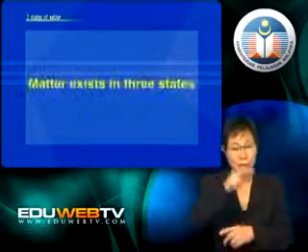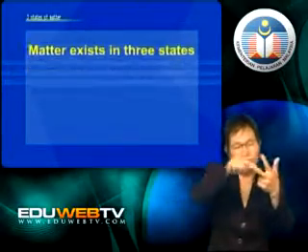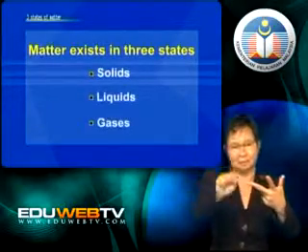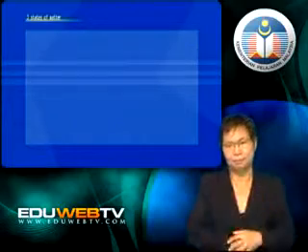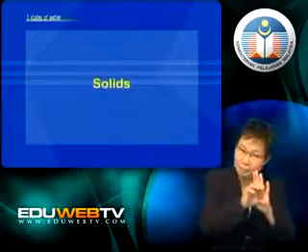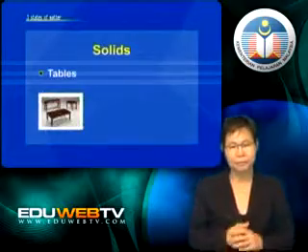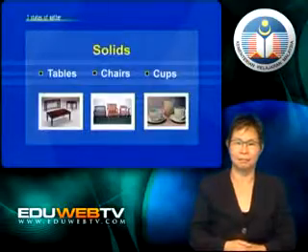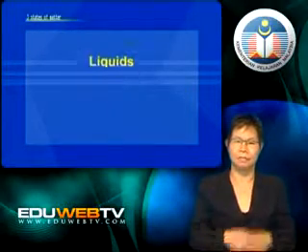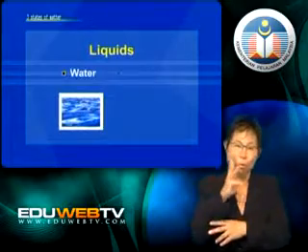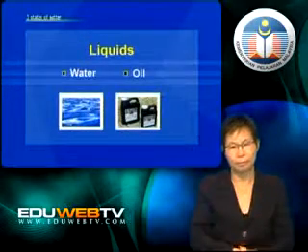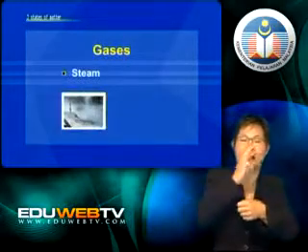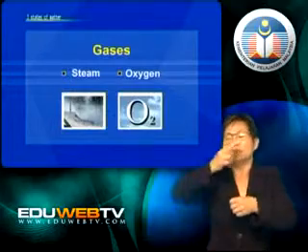You see, matter exists in three states. They are solids, liquids, or gases. Other examples of solids are tables, chairs, cups, etc. Examples of liquids are water and oil. And examples of gases are steam and the oxygen that we breathe.